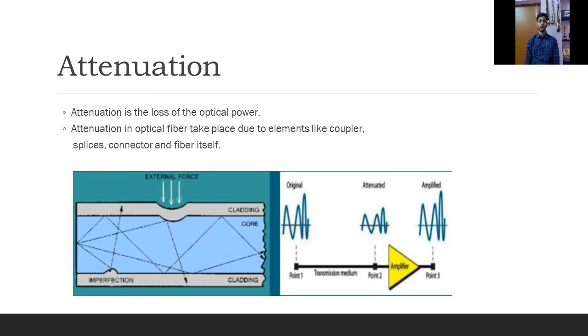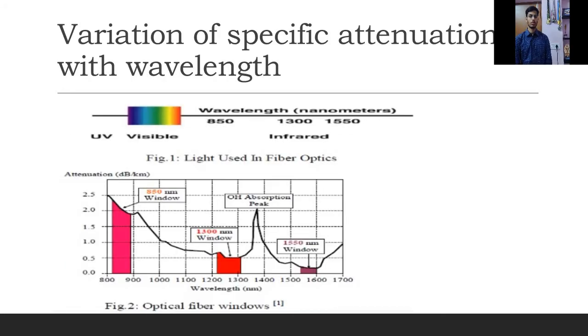Now coming to the attenuation. Attenuation is the loss of the optical power. As already said, attenuation in optical fiber takes place due to elements like couplers, splices, connectors and the fiber itself. Variation of specific attenuation with wavelength. Here you can see the graph.